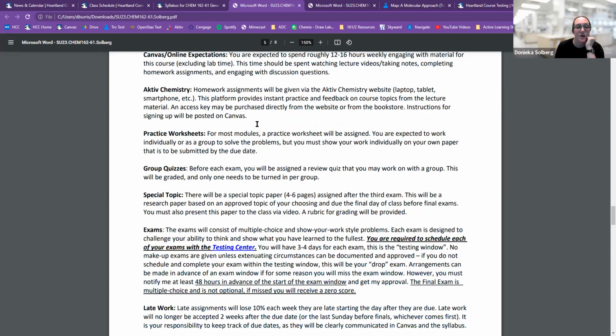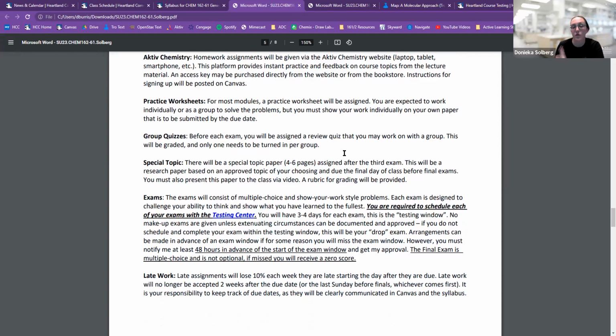Practice worksheets, you are going to have 8, I don't remember how many, but you're going to have worksheets that you're going to need to turn in. You'll get participation points for those, and then I will post the key so you can check your answers. Group quizzes are what we're doing in lieu of review, and you can turn that in to get the points for those. I will grade those, but again, you can work as a group and turn in 1.